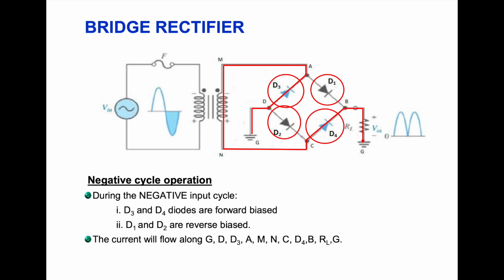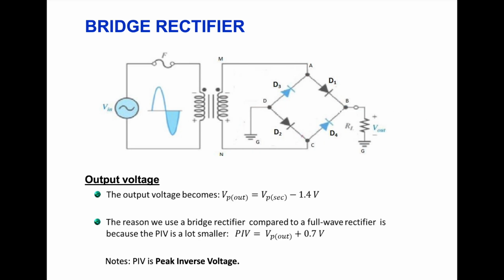Okay, and how do we calculate the output voltage for the bridge rectifier? The output voltage is Vp out equal to Vp sec minus 1.4. Vp out stands for the output voltage of the bridge rectifier, and Vp sec is the secondary voltage of the transformer.